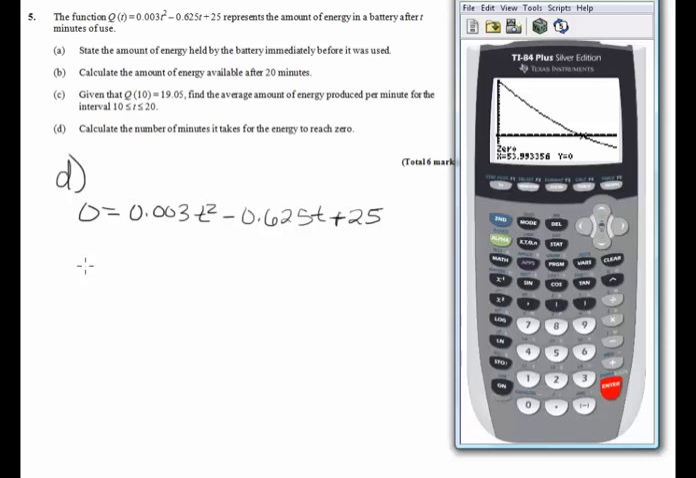53.99, so that will round up to t equaling 54.0 minutes. And there is question number 5.